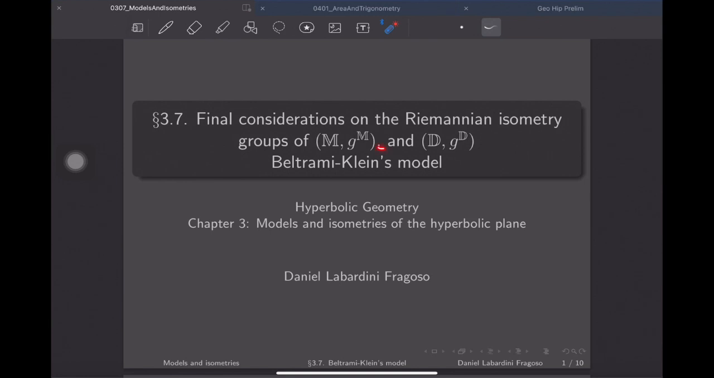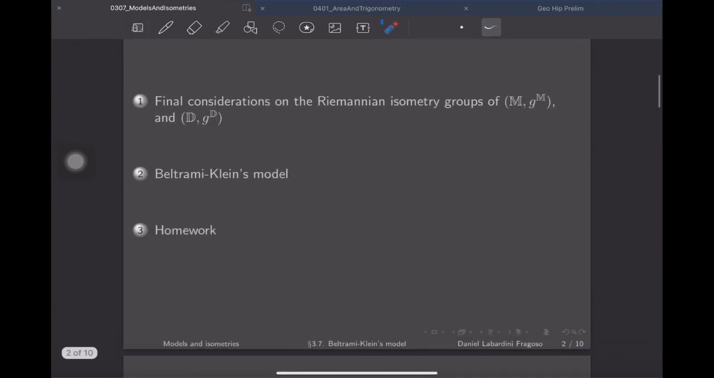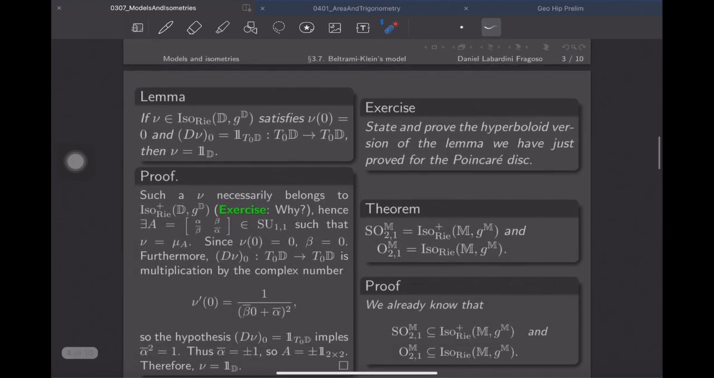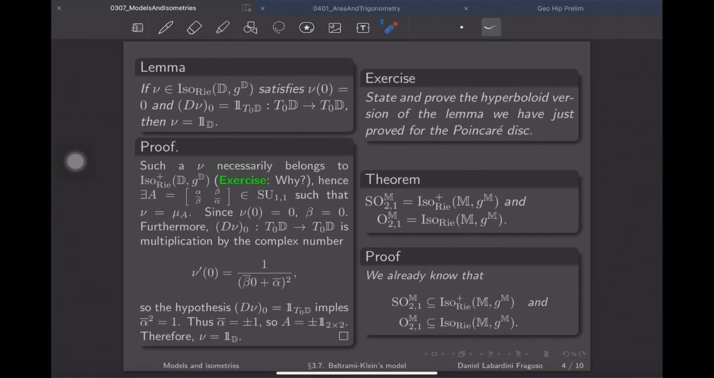and some words about one more model, which we're not focused on a lot, but it has some useful properties. So first, it's like an infinitesimal lemma somehow. You see, what it says is, okay, suppose you have a Riemannian isometry of the Poincaré disk that fixes 0.